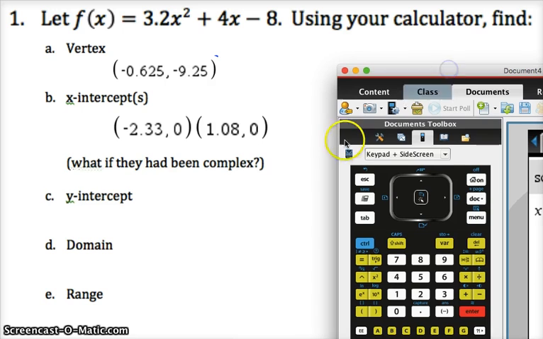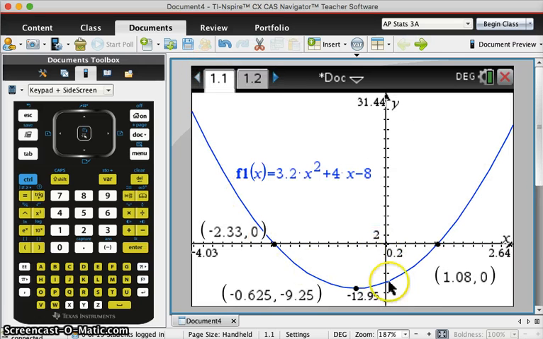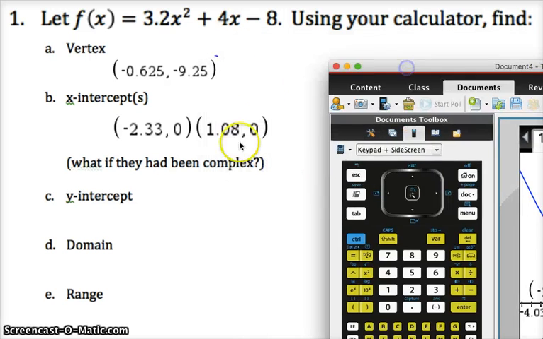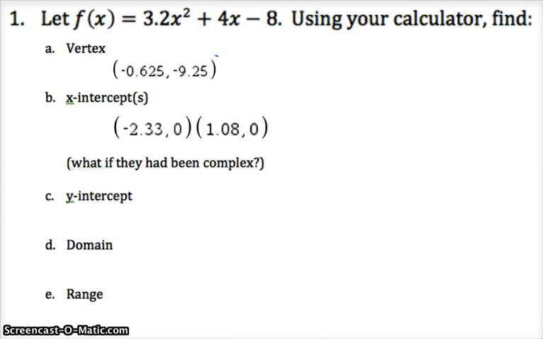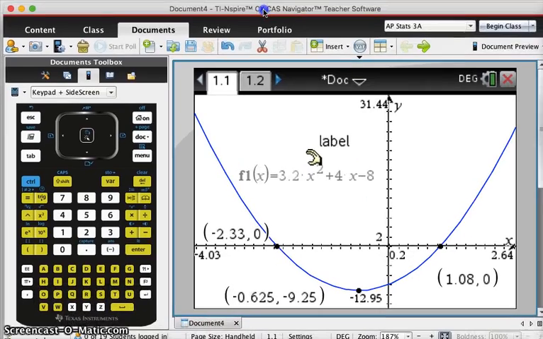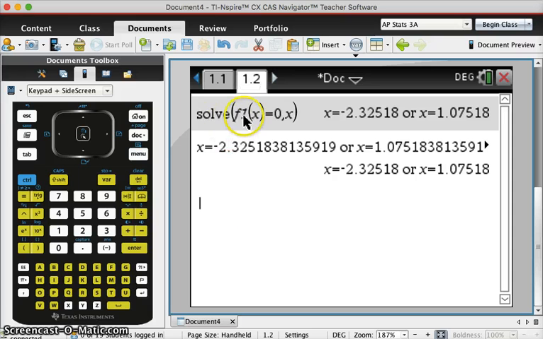All right, what if these had been complex? In other words, what if we were looking at a graph in which this didn't cross the axis at all and the parabola was entirely up here, and you got a question like this and it said, what are the x-intercepts? Well, if that had happened, we wouldn't have been able to do this graph technique to figure that out. We would have had to go here and say solve it when it's 0. And on a calculator, I'm not sure that would actually work.